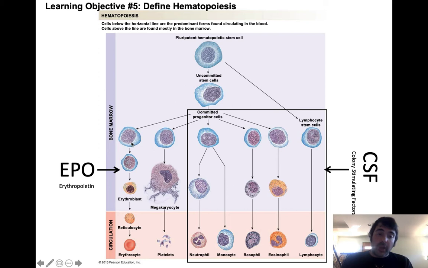Right? When EPO is available, these stem cells differentiate into red blood cells, kick out their nuclei, and turn into these little biconcave discs that we see down here. This particular process is called erythropoiesis. So EPO stimulates the formation of red blood cells.